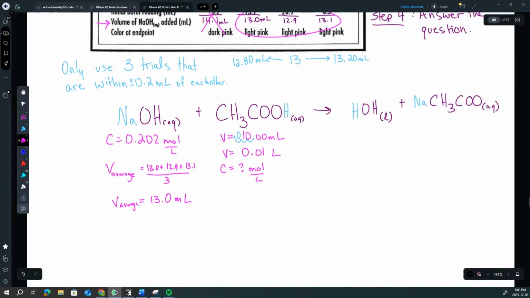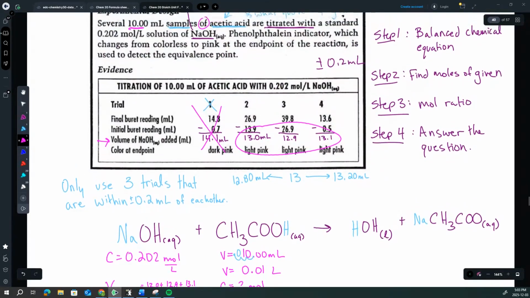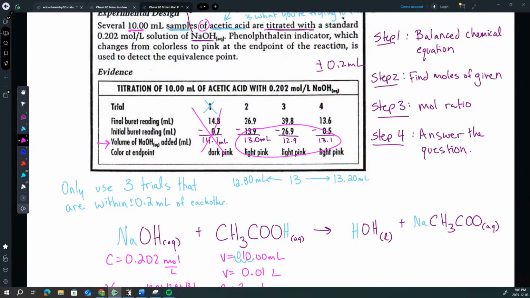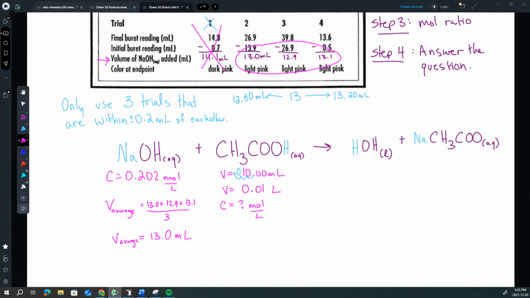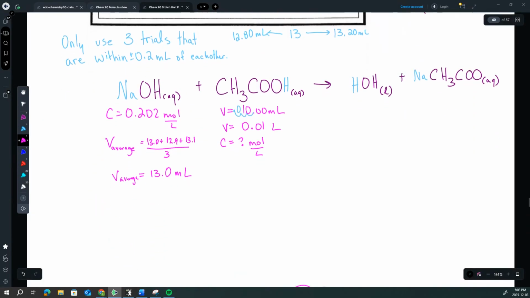All right, so we've organized our information. We have our balanced chemical equation. Now we're going to move on to step 2, which is find the moles of your given substance. The substance we have the most information for is going to be sodium hydroxide, so that's where we're going to start.